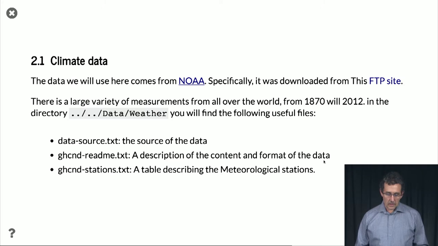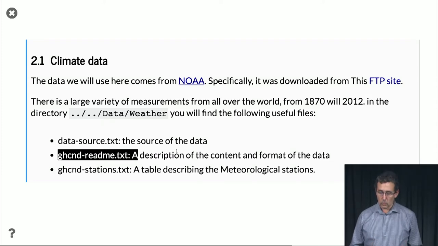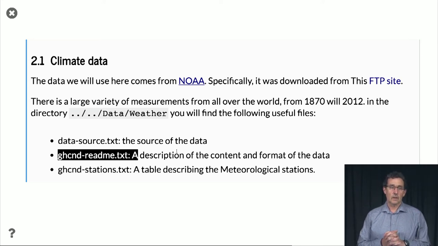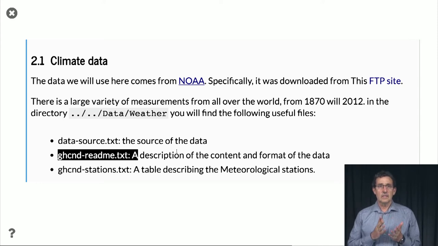And this is the data that we're using. It's data that I got from the NOAA. These are the main files that have information in them, especially this one, that describe what exactly is in the data. But roughly speaking, it's for different stations across the world. It's the temperature measurements, precipitation measurements, and snow measurements, and things like that.